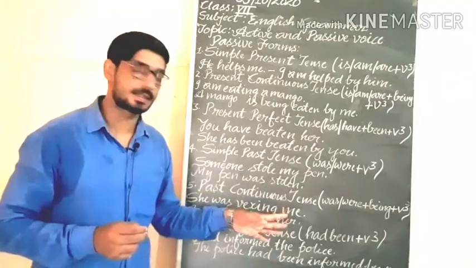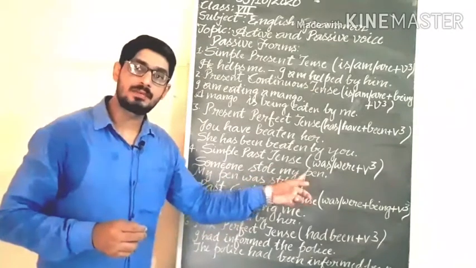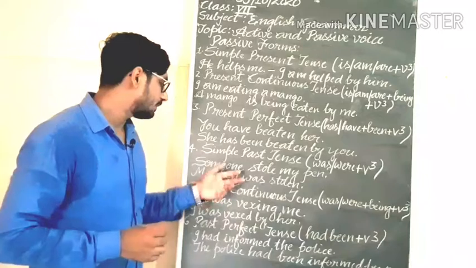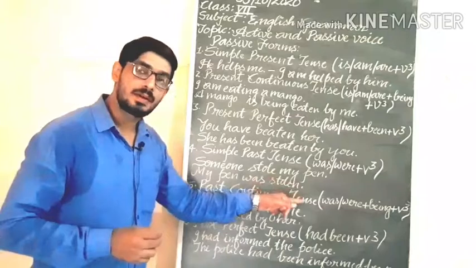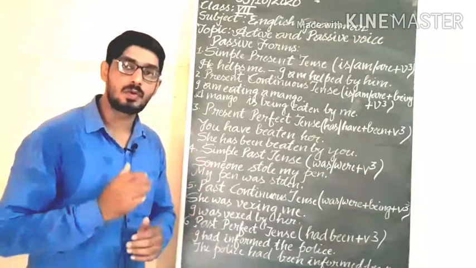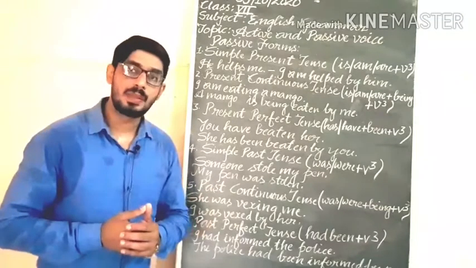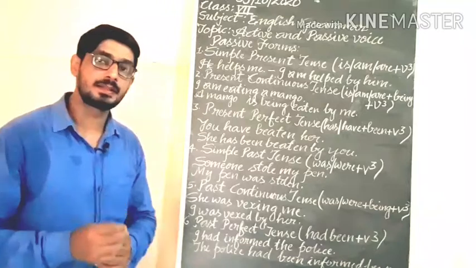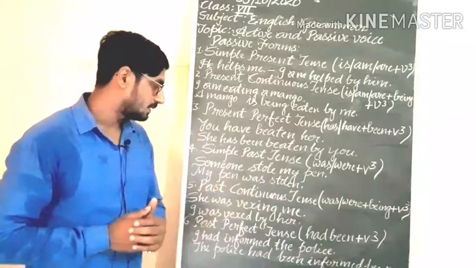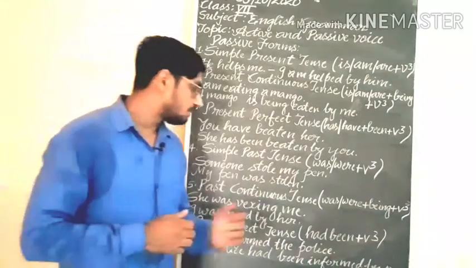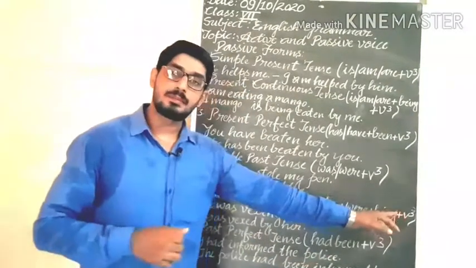as an object. Look at the example, someone stole my pen. So my pen is the object, it will be the subject. My pen is singular, so was stolen. And we are not including the word by someone because we will omit these words if words like someone, anyone, nobody, people, such type of words come in the subject. Understand? Past continuous tense. In past continuous tense, we use was, were plus being plus verb third form.